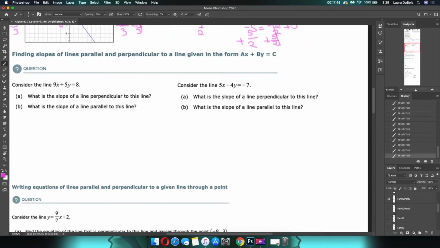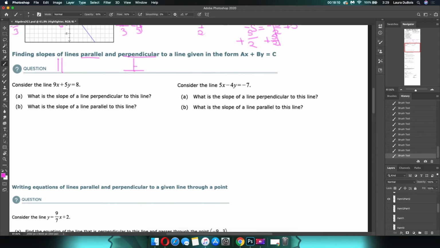All right, now, finding slopes of a line parallel and perpendicular. First, we've got to define what these words are, especially because you're using them all over Chapter 2 of Geometry. Parallel is exactly what it means. You probably did this in middle school. Parallel means lines that never meet. Perpendicular means lines that meet at a right angle.